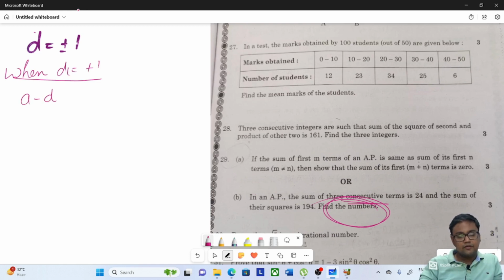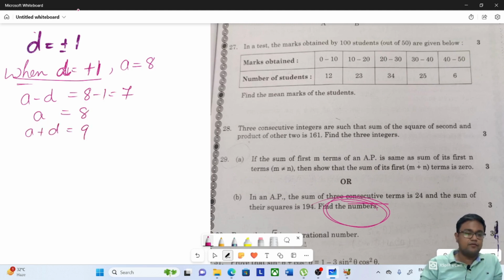a minus d, a was 8 if you know, right? a 8 था, d था plus 1, तो a minus d, that is 8 minus 1, right? This is d. So a minus d is 8 minus 1, that is 7. Then a is 8 and a plus d is 9, right? So you can verify, you will get the same result.